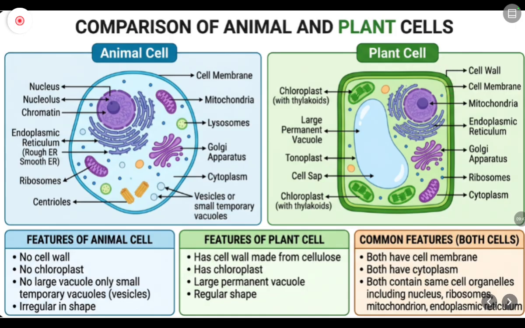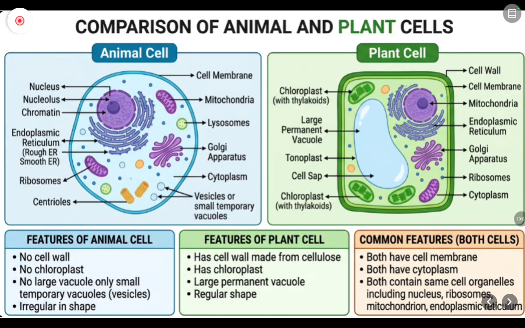Features of plant cells: it has a cell wall made from cellulose, it has chloroplast, which we said contains the chlorophyll that absorbs the light energy to carry out photosynthesis, and we said also that it has a regular shape, which is always a rectangular shape.